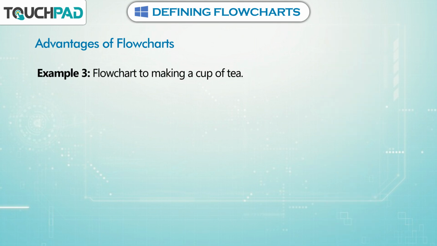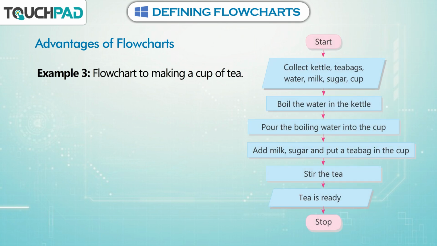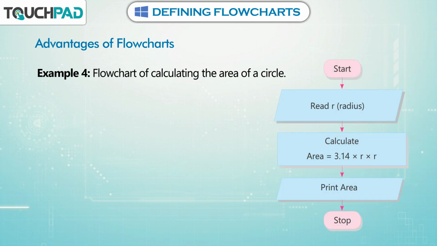Example 3. Flowchart to make a cup of tea. Start. Collect kettle, tea bags, water, milk, sugar, cup. Boil the water in the kettle. Pour the boiling water into the cup. Add milk, sugar and put a tea bag in the cup. Stir the tea. Tea is ready. Stop.